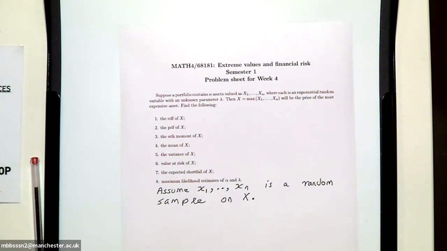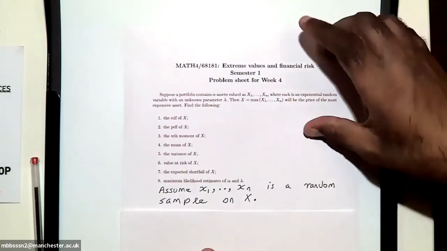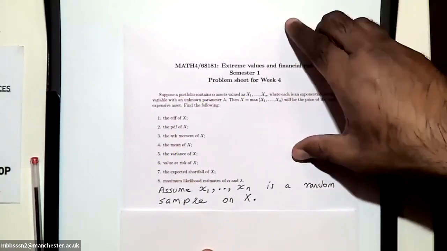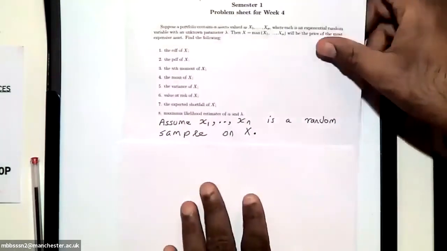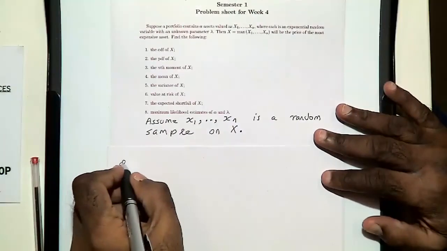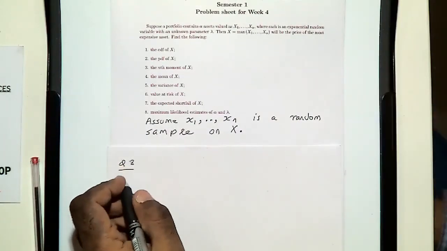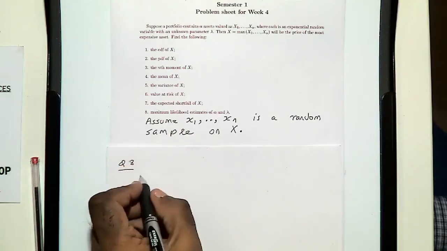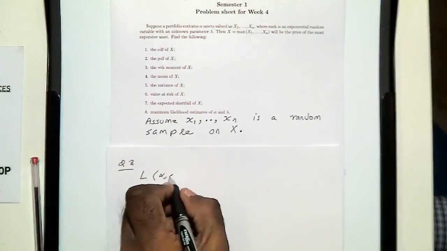All right, guys, have you done the last part? All right, let's see how we can do it. So the first thing you need to do is to write down the likelihood function. So this is part 8. You have two parameters, alpha and lambda.